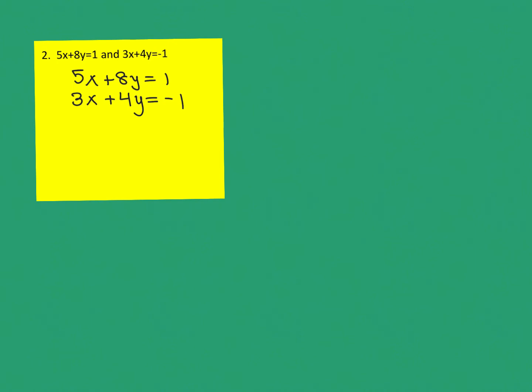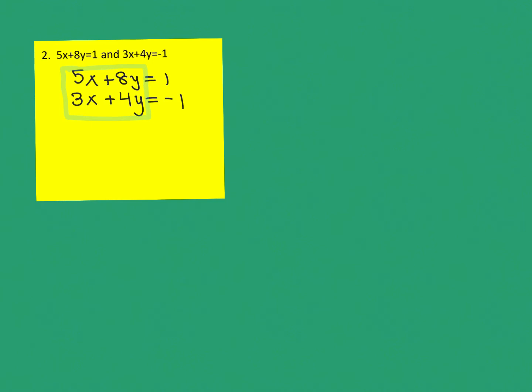So when I'm working with these, what I'm looking at is my values that are with x and y. And when I look at those, my goal is that one of those variables has the same coefficient as each other and they're opposite signs. So my x's are 5 and 3, so those are not the same numbers. And then my y's are 8 and 4. Again, not the same numbers, and they're all positive, so I don't even have the opposite.